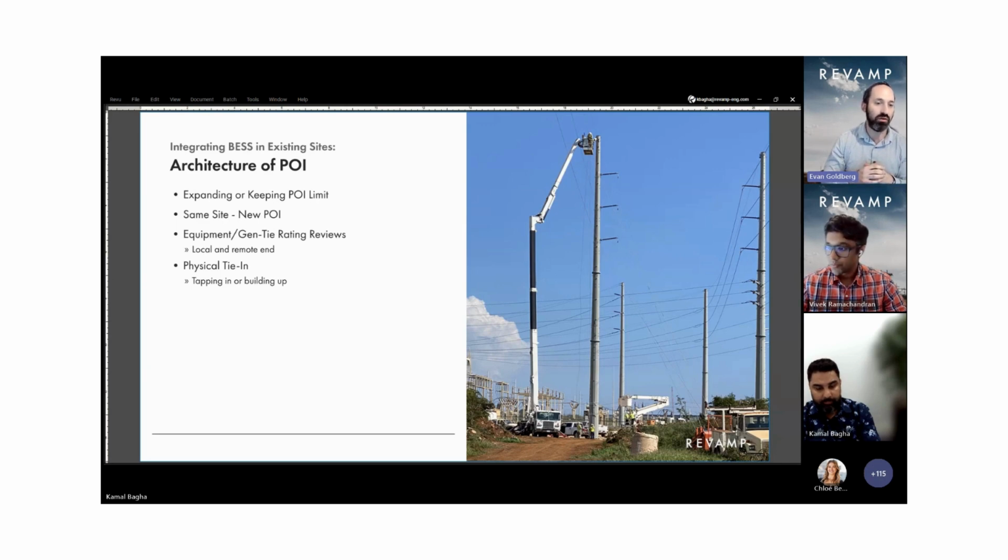Or are you going to look to keep your POI limit? For instance, you have 100 megawatts of PV. If you have the 100 megawatts of BESS with a 4-hour battery system, perhaps you just increase the duration of your production, right? So you expand what we like to call the shoulders of your production window into the evening hours or the high demand hours, etc.